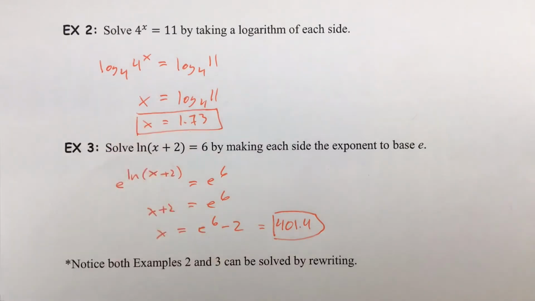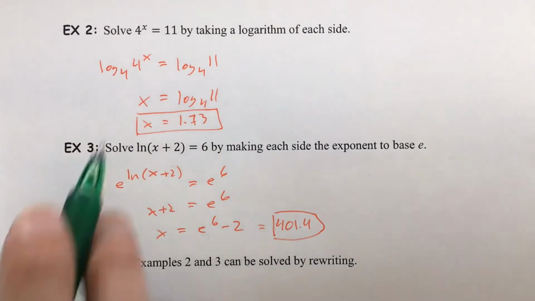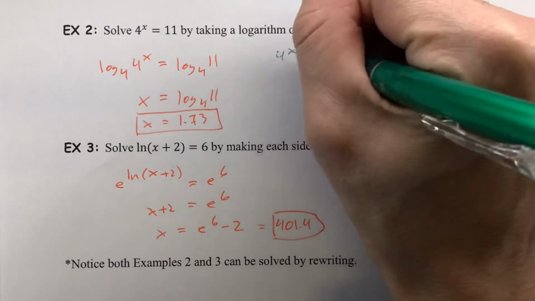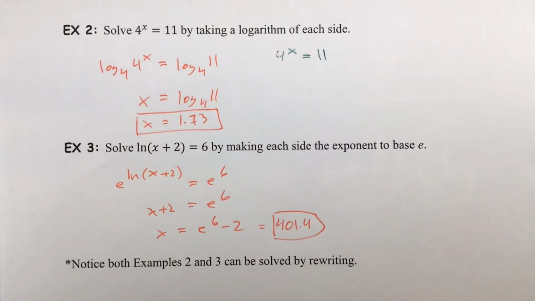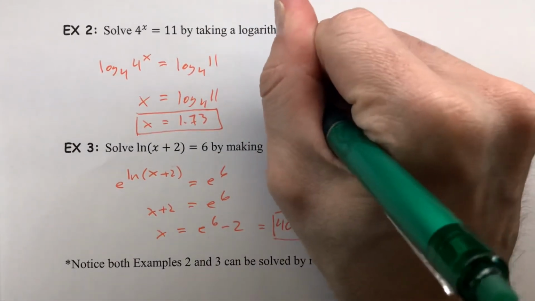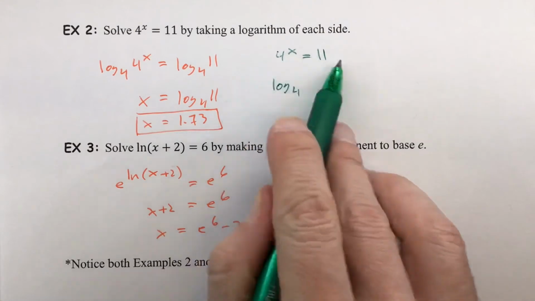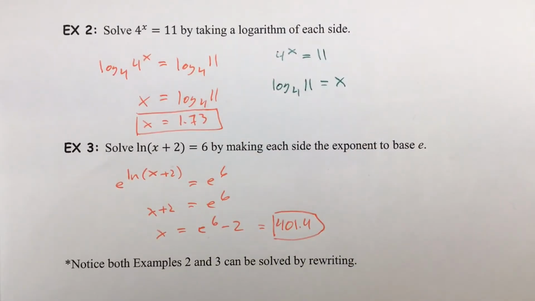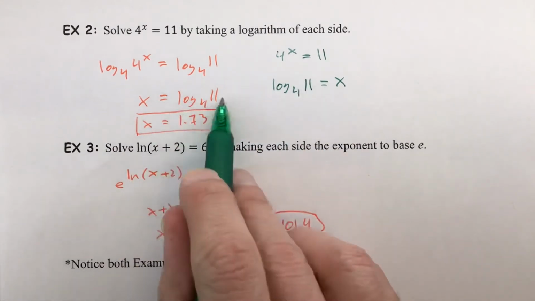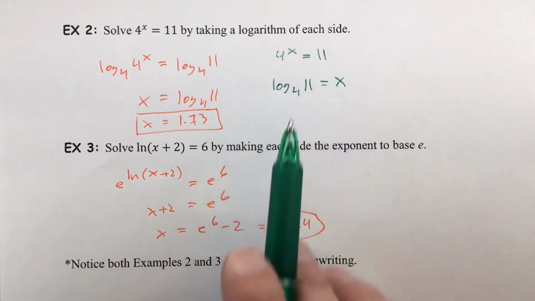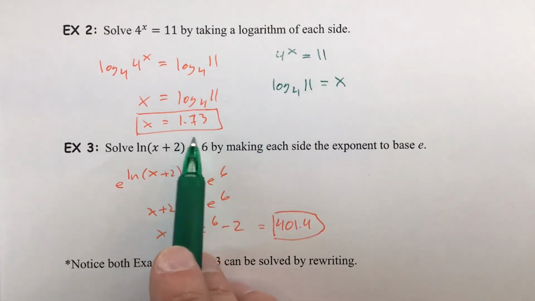So for example 2, going back to the original, we had 4 to the x power is equal to 11. We can do the old switch here. We're going to write this as log base 4 of 11 is equal to x, which is exactly the same thing as what we got there. So both methods work. This may appear to be a little bit easier, but there are practical uses for this.